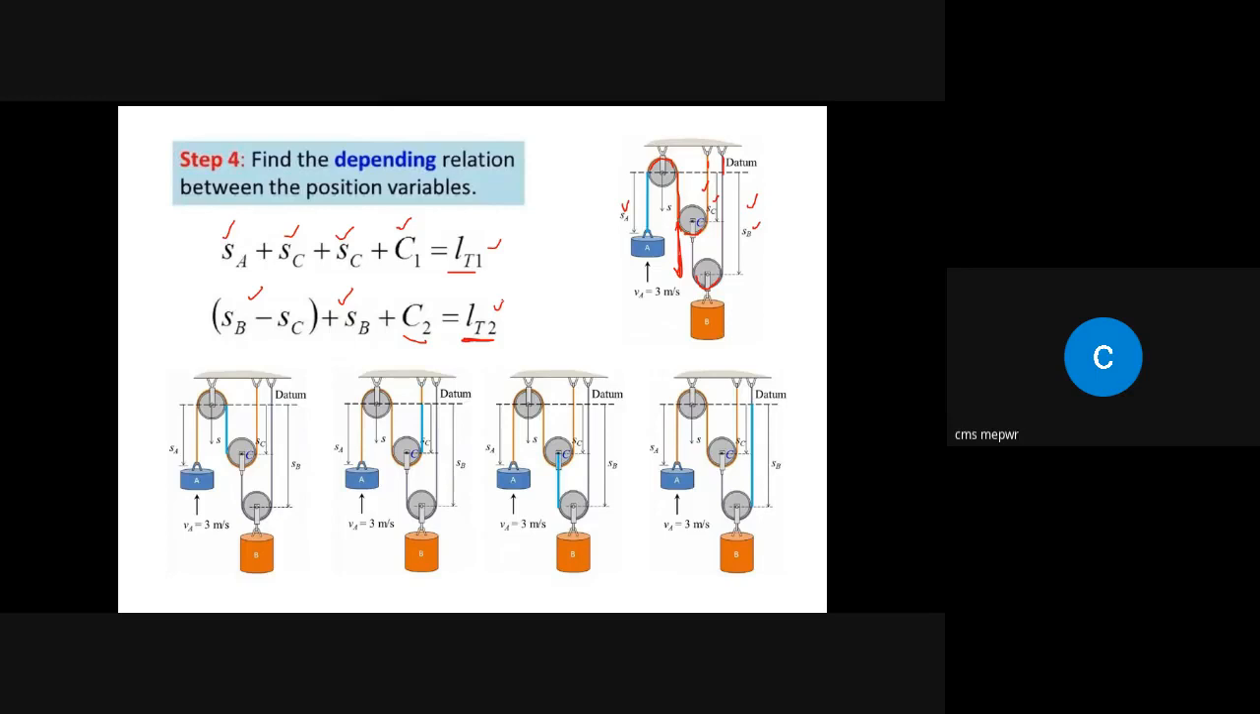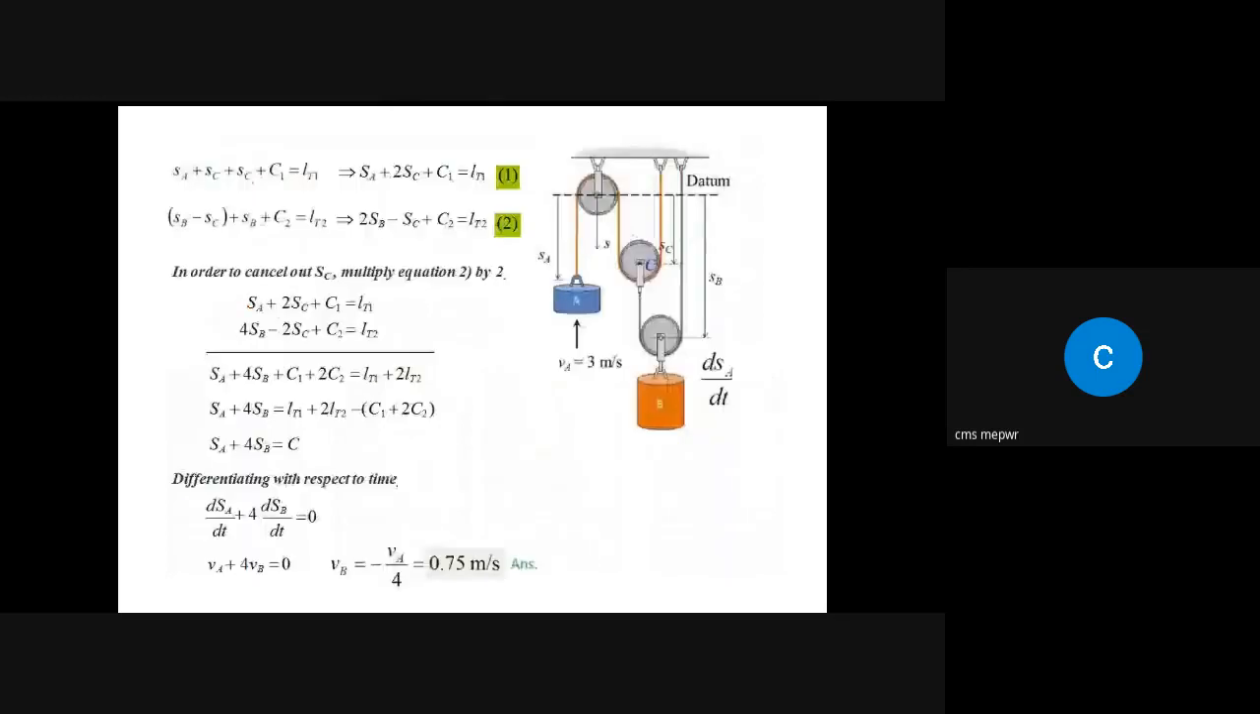Now let's rearrange this equation, SA plus SC plus SC plus C1. When we arrange it, we will get this equation. Also arrange this one, and we will get this equation. Now we need to remove this SC, which has a negative sign over here. If we multiply this equation by 2 and add equation 1, we can remove this term. So to cancel out SC, multiply equation 2 by 2 and then add equations 1 and 2. When you do so, these two will be cancelled out and we will get this equation.